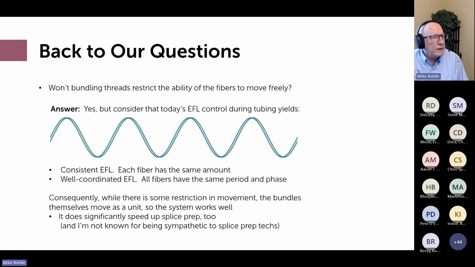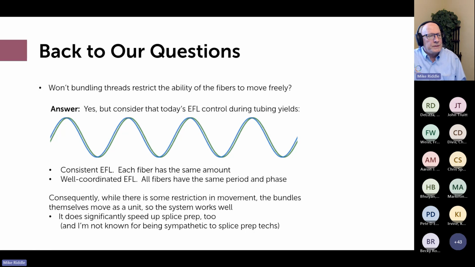But the possible objection to using bundling threads: aren't those restricting the fibers to move freely as tension changes on a cable or elongation of the tube is changing? And the answer is that yes, but consider that today's EFL control during tubing yields consistent EFL that's well coordinated. It's what we wanted. So while there is some restriction in movement, the bundles themselves are moving as a unit, and so the system does work well.